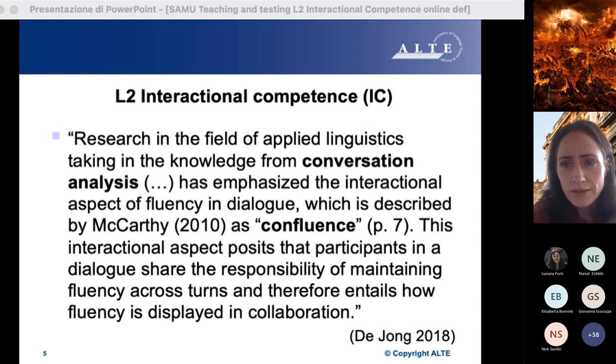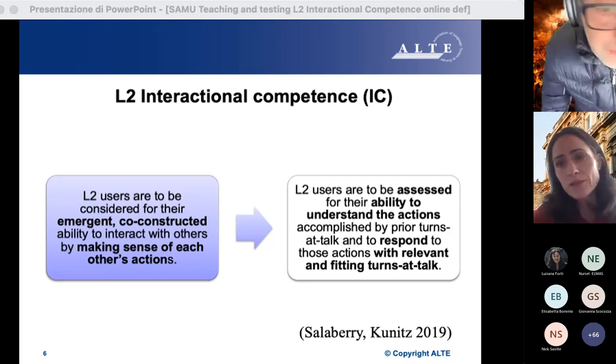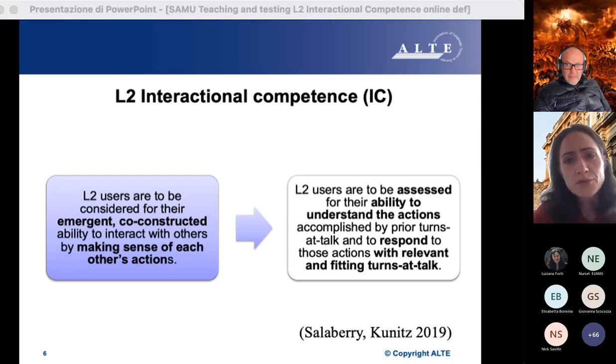This interactional aspect posits that participants in dialogue share the responsibility of maintaining fluency across turns, and therefore entails how fluency is displayed in collaboration. The consequence is that second language users are to be considered for their emergent co-constructed ability to interact with others by making sense of each other's actions. Therefore, second language users are to be assessed for their ability to understand the actions accomplished by prior turns at talk and to respond to those actions with relevant and fitting turns at talk.